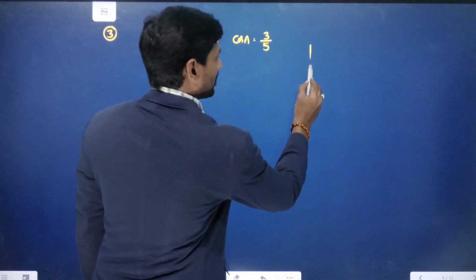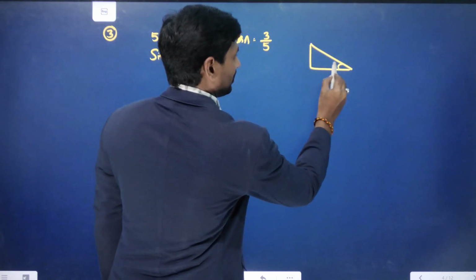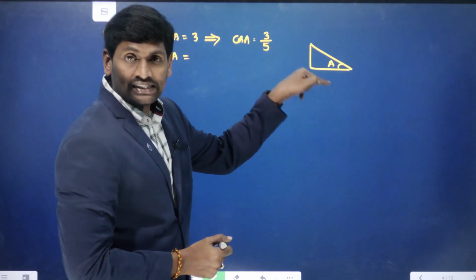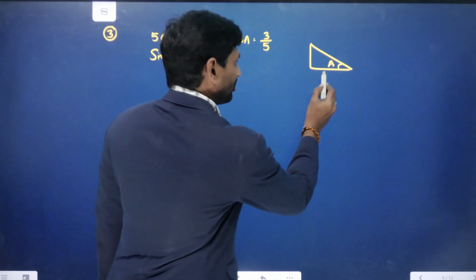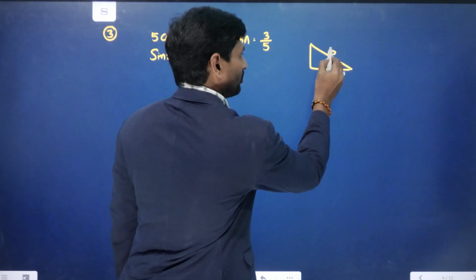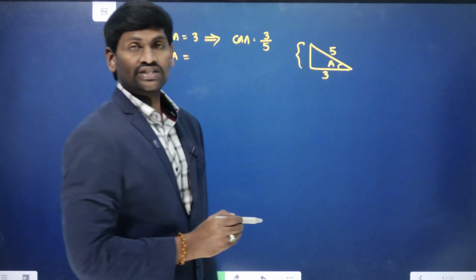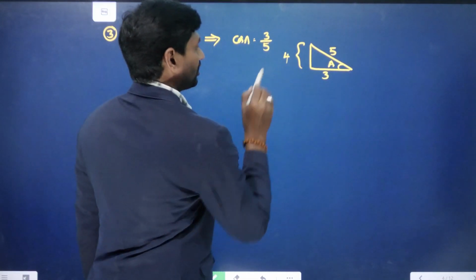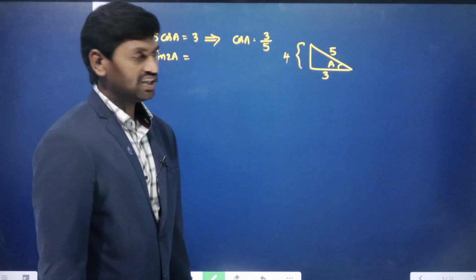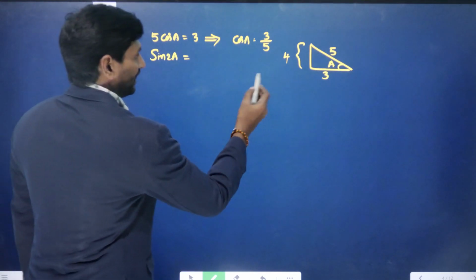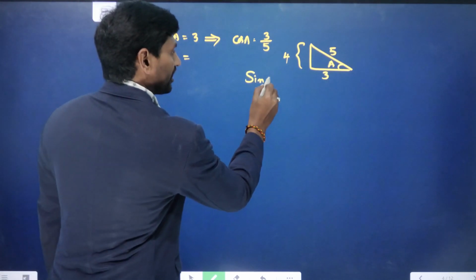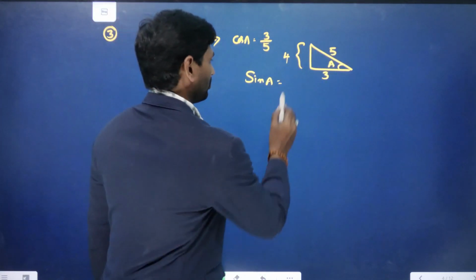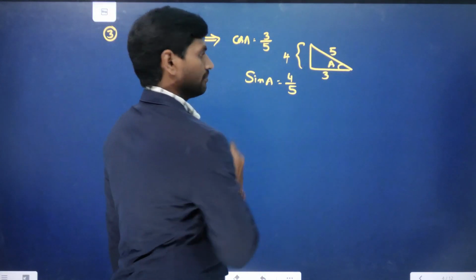So I am using a right angle triangle. If I am taking A as an angle, what is the cos ratio? Adjacent side by hypotenuse. Then what is the opposite side? By using the Pythagoras theorem, it will be 4. So from this, the sin A value can also be written: sin ratio is opposite side by hypotenuse, 4 by 5.